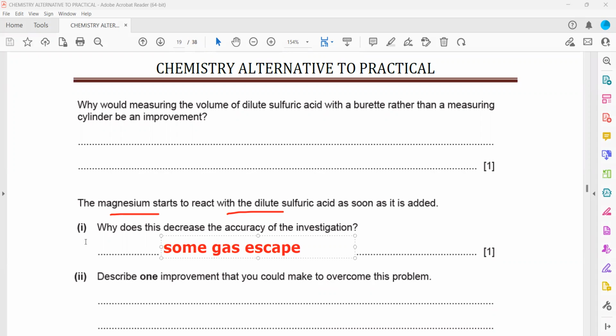And describe one improvement that we could make to overcome this problem. As I mentioned in the beginning, if you remember the previous session, I mentioned the use of a thistle funnel. Or we can also use a conical flask that has the acid.